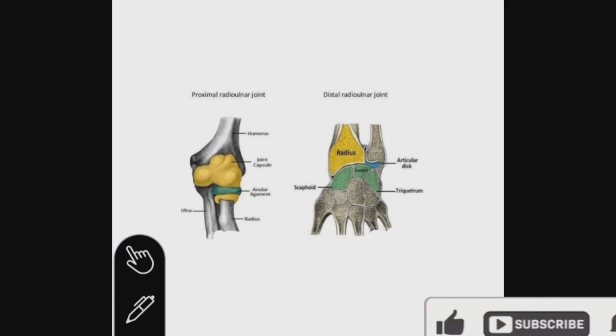Now the radioulnar joint does pronation and supination. Pronation is done by the pronator quadratus and the pronator teres muscles, while supination is done by the supinator muscle and the biceps brachii, which also play a role. Moving on, we'll talk about the wrist joint.